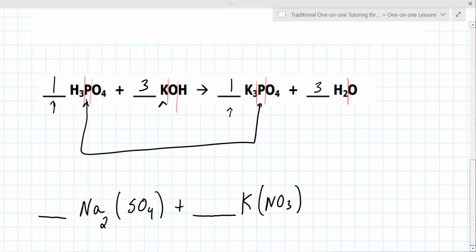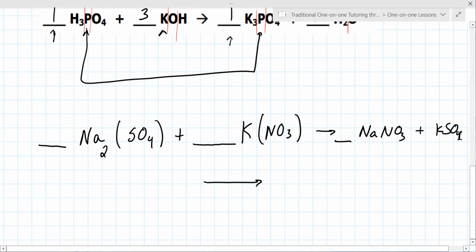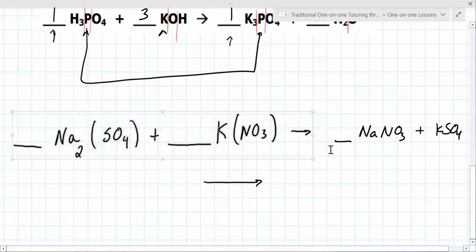Yeah, like that. And then the answer would be Na, NO3, sodium nitrate, plus KSO4, right? Okay, and then there's some balancing here. Okay, let's get a little more room. Okay, great.